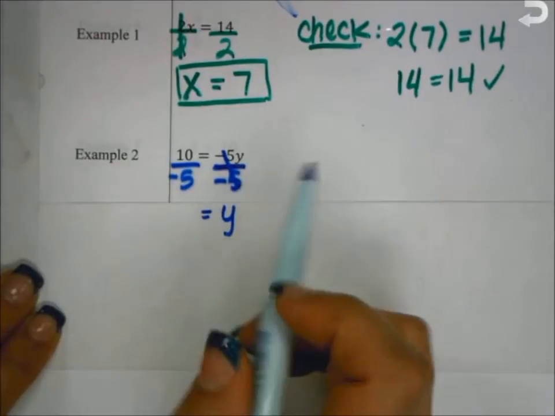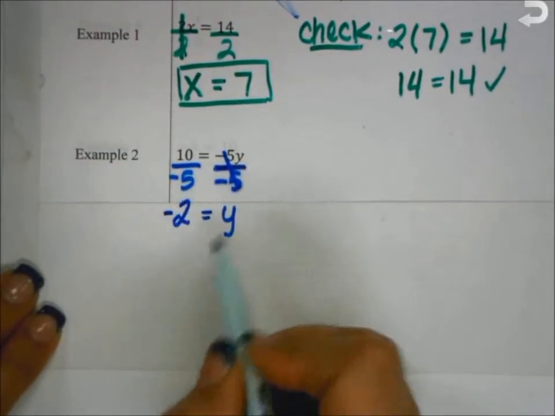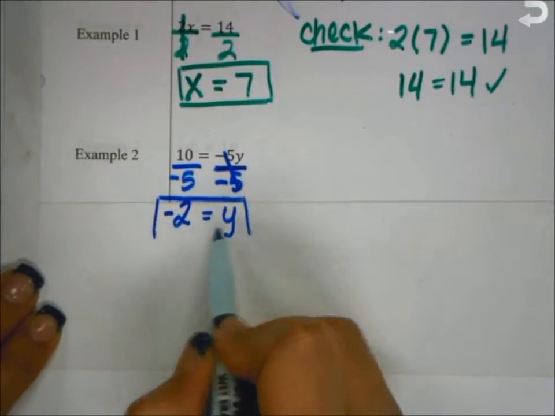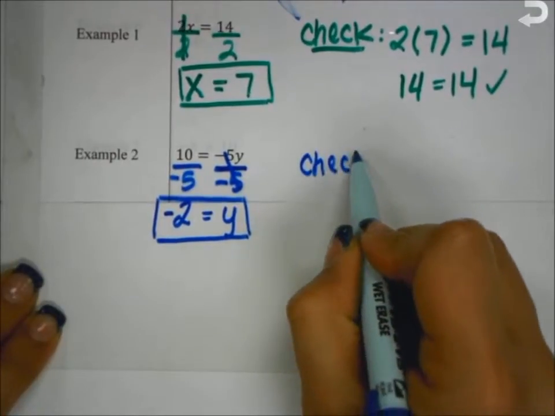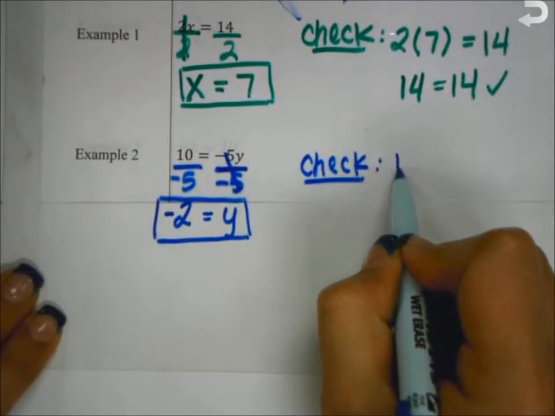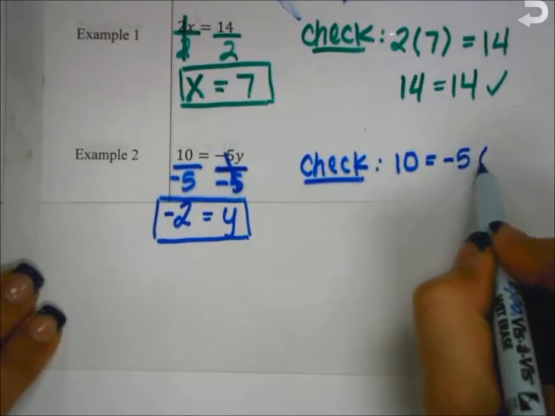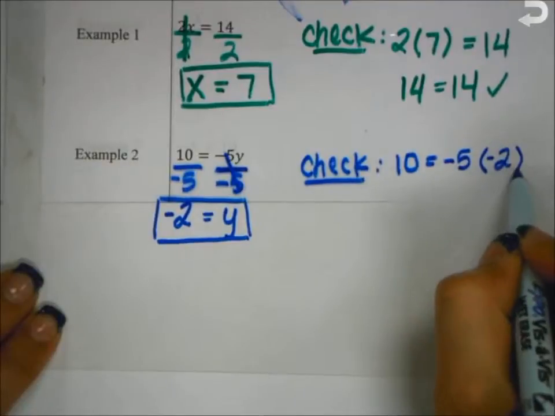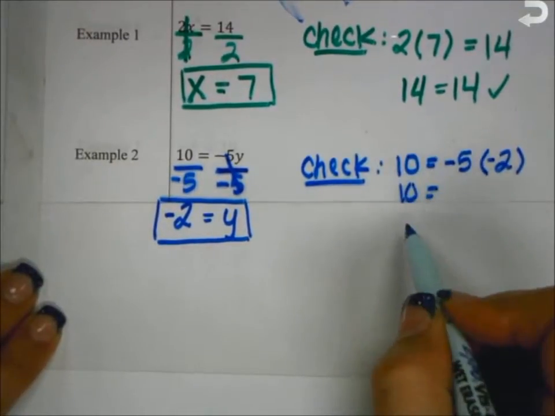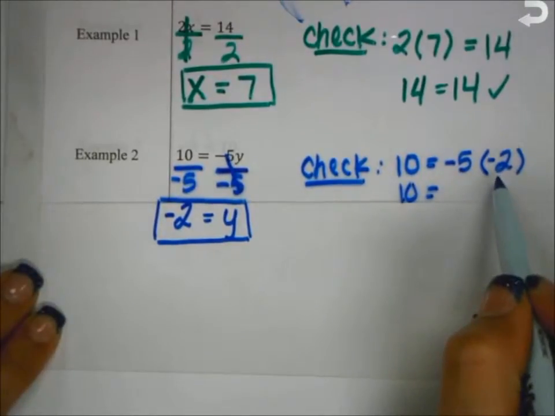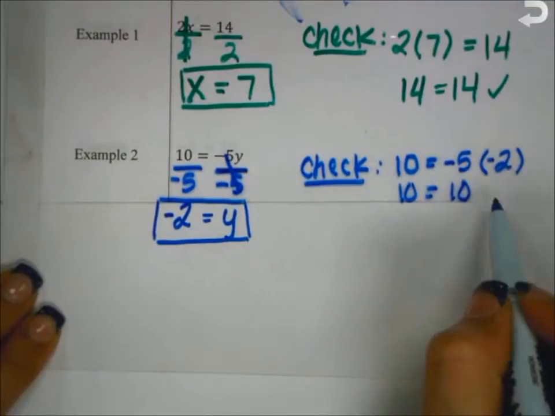10 divided by negative 5 gives me negative 2. So my answer: negative 2 equals y. Let's check it. We want it to equal 10. We have negative 5 times negative 2. We want our equation to equal 10, and negative 5 times negative 2 equals positive 10. So is that a true statement? Yep. So we got the correct answer.